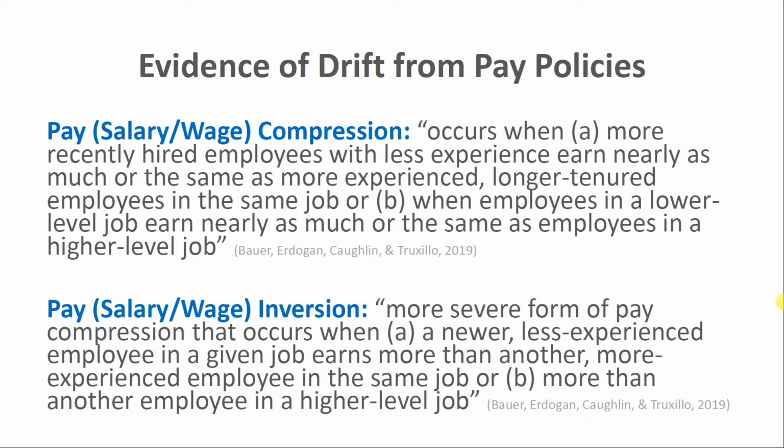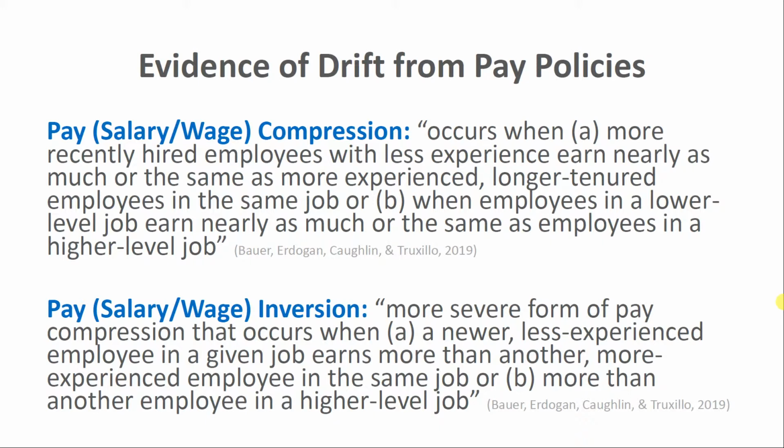So how do we determine if there's evidence of drift from our espoused pay policies? Well, one thing we should be concerned about is what's called pay compression, which is sometimes called salary or wage compression as well. So what is pay compression? Well, this occurs when more recently hired employees with less experience earn nearly as much or the same as more experienced, longer tenured employees in the same job, or when employees in a lower level job earn nearly as much or the same as employees in a higher level job.